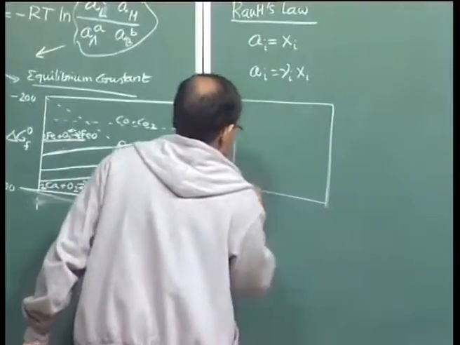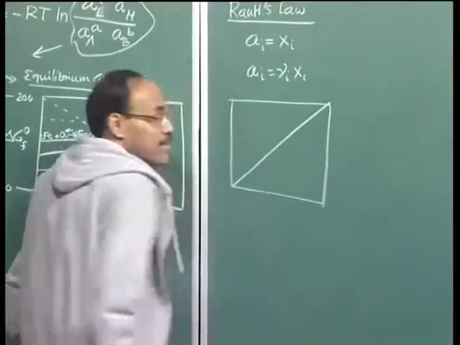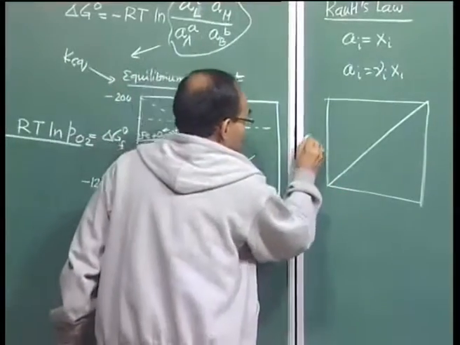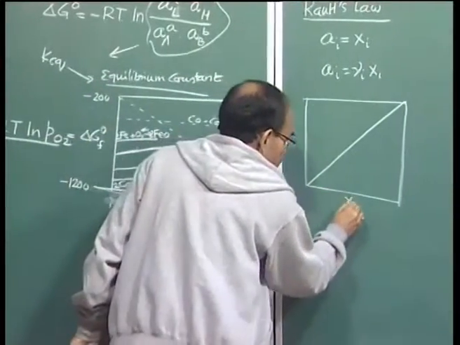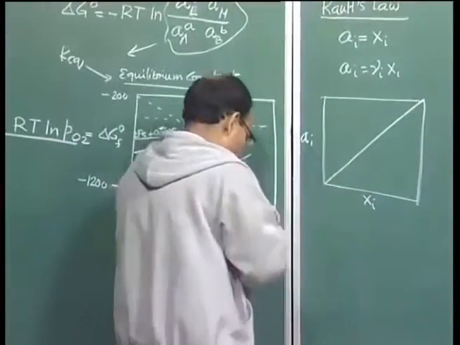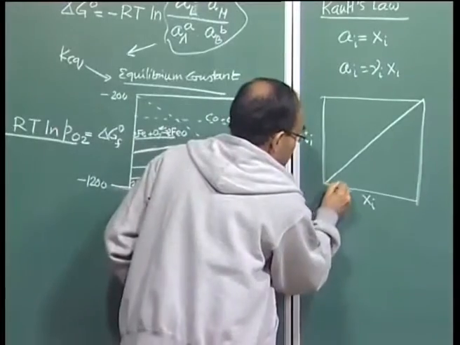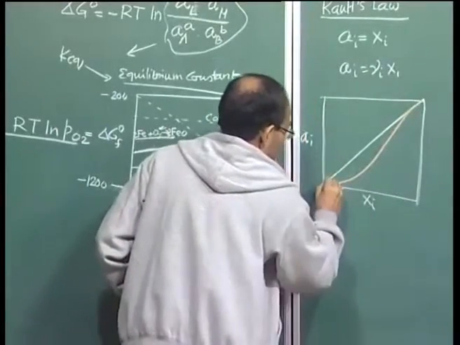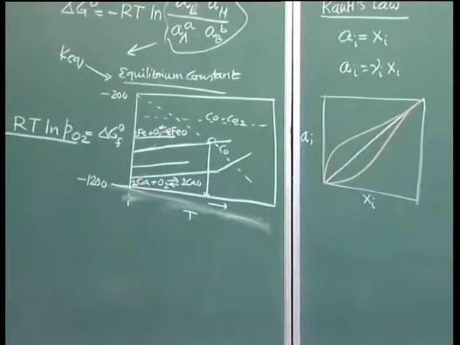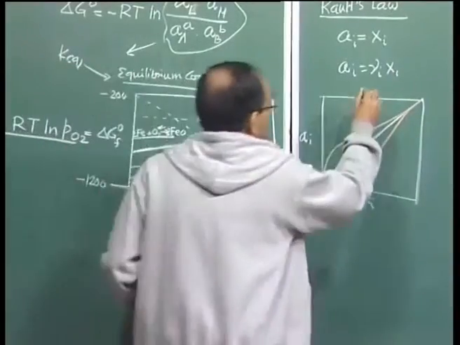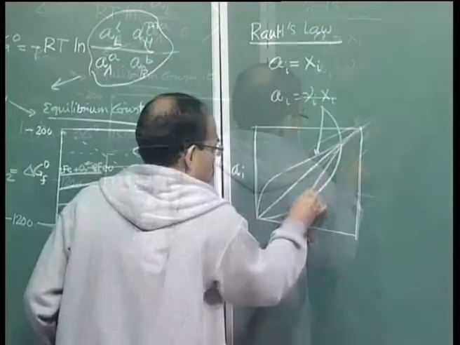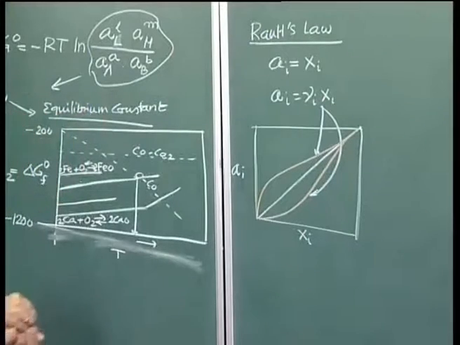So this is the Raoult's law line. Activity is equal to mole fraction, with an angle of 45 degrees. Here is the activity of I, and here the mole fraction. This is the negative deviation, and this is the positive deviation from Raoult's law. That deviation behavior is explained on the basis of this expression.